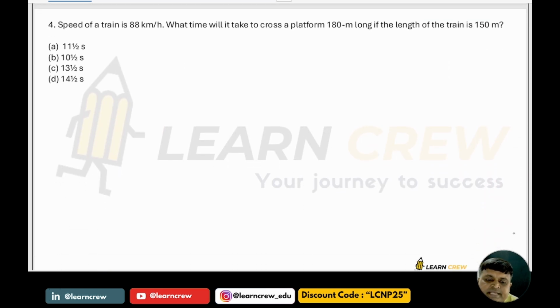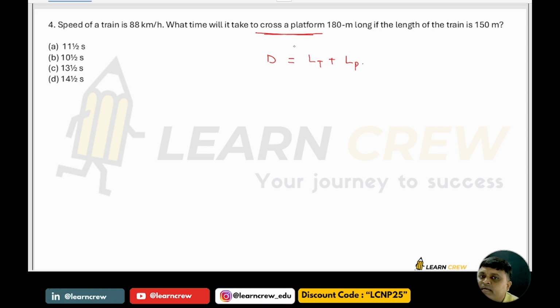Next, the speed of the train is 88 km per hour. What time will it take to cross a platform of 180 meter long if the length of the train is 150 meter? When a train crosses a platform, the distance covered is equal to the sum of the lengths of the train and platform.